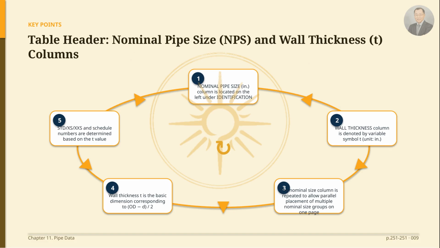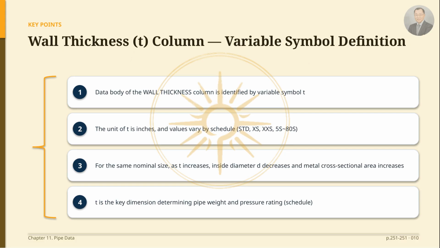Wall thickness T is the basic dimension corresponding to the outside diameter minus the inside diameter D divided by 2, and depending on this T value, the standard STD, extra strong XS, double extra strong XXS, and each schedule number are determined.